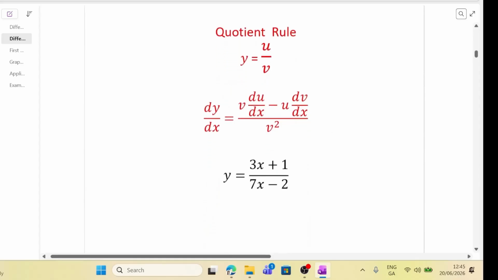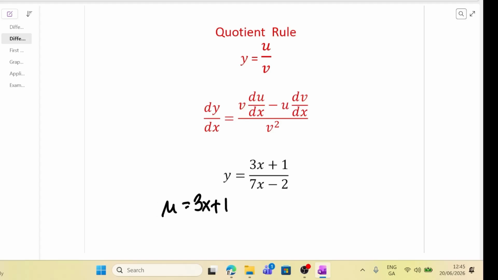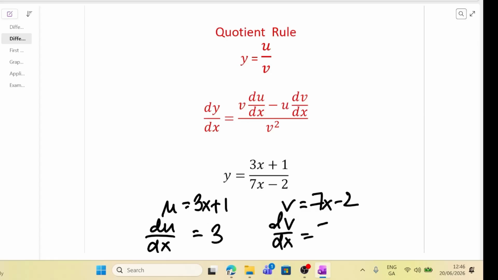Okay, so you can see that this one is expressed as a fraction. So if you have one function over another function, the best way to find the derivative is by using the quotient rule. Okay, and now how does it work? The same way as with the product rule. So I'm going to call it u, and my u is 3x plus 1, and then my v will be equal to 7x minus 2. I need to differentiate that separately. So du over dx, the derivative of that is just 3, and then dv over dx, the derivative is just 7.